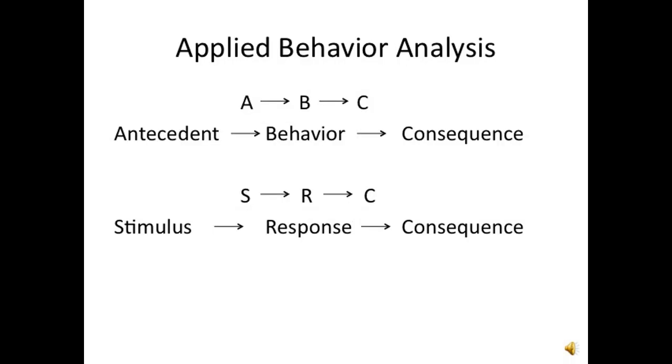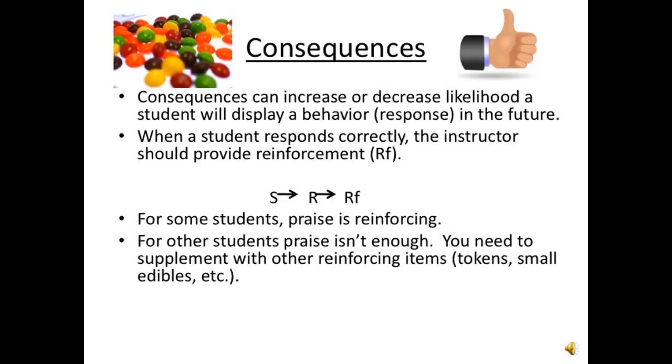So let's take a look at this again. An antecedent or stimulus is presented, which is followed by a behavior or a response, which is followed by a consequence. Consequences can either increase or decrease the likelihood a student will display a behavior or response in the future. When the student responds correctly, the instructor should provide reinforcement, which here is represented by the capital R and lowercase f. So let's take a look at a scenario of when a student responds correctly.